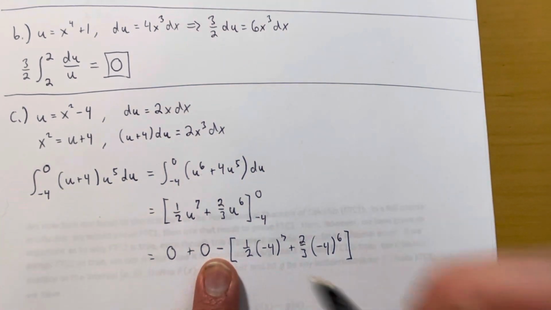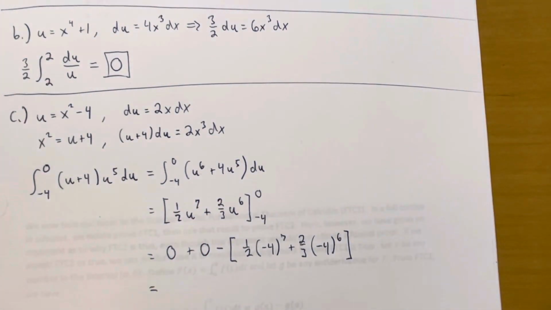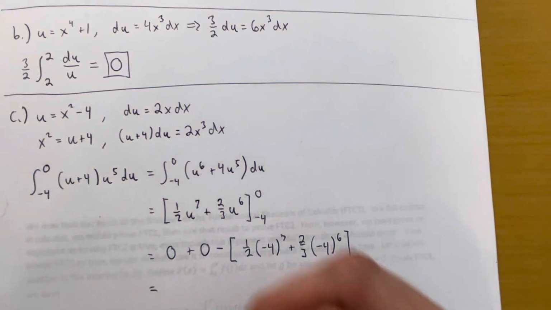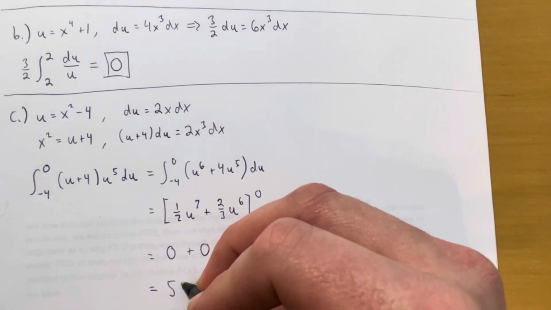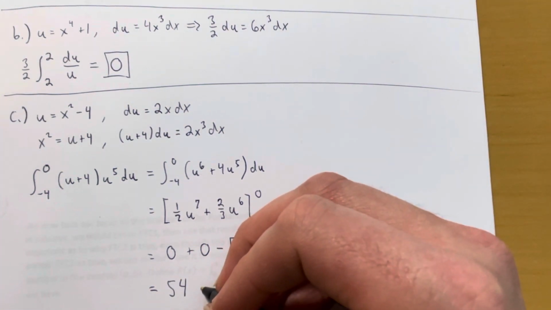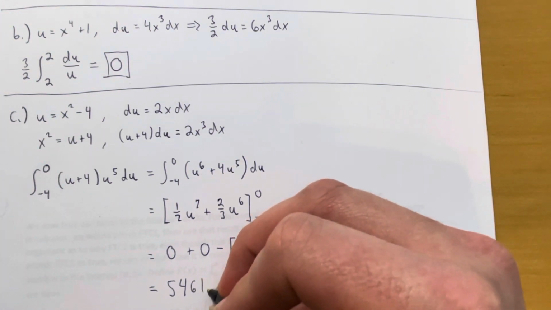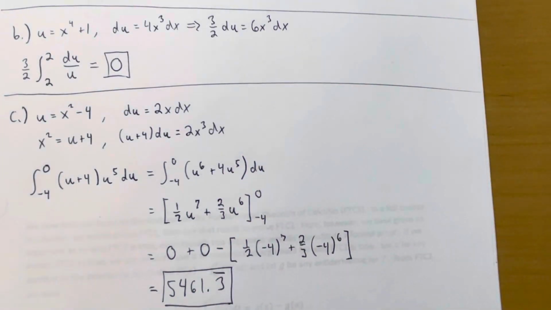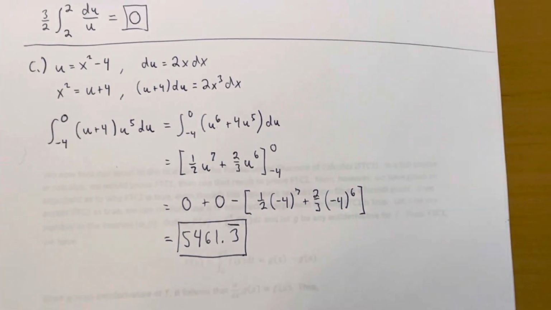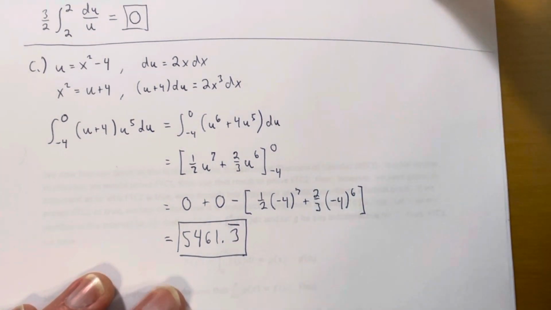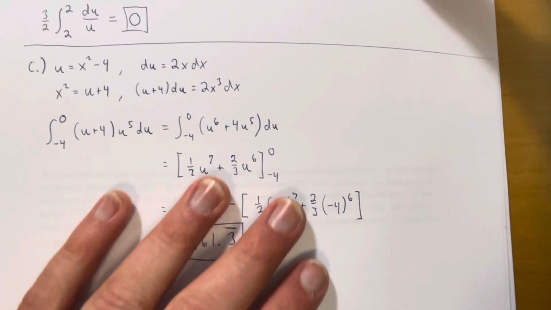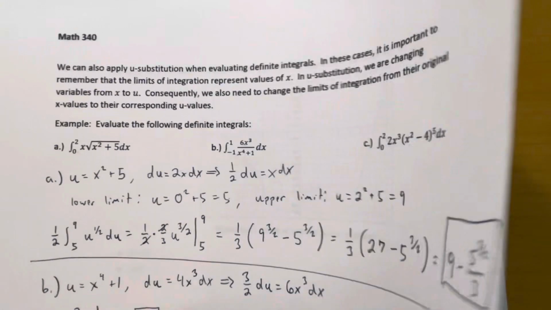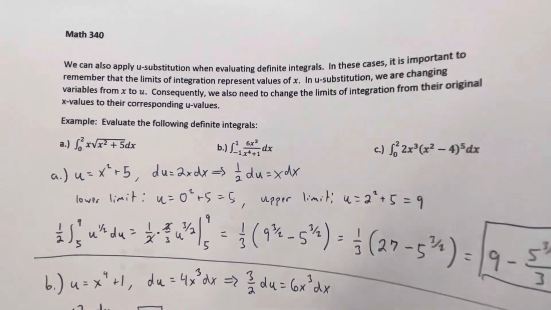But then applying this negative will make it positive. And what I end up with, as a decimal at least, is about 5,461.3 repeating. You could write that as a fraction as well, but that's the answer as a decimal. Notice I didn't round, I used the repeating symbol, so that is an accurate answer. Okay, so that's a little bit of practice on using U substitution with the fundamental theorem of calculus. Remember to change those limits of integration.